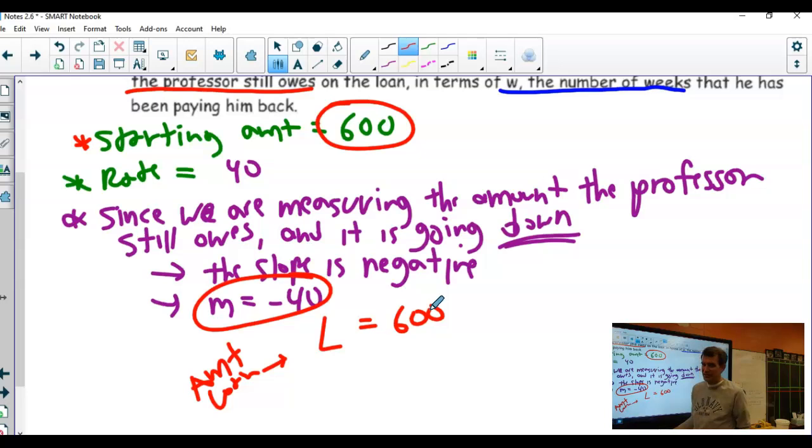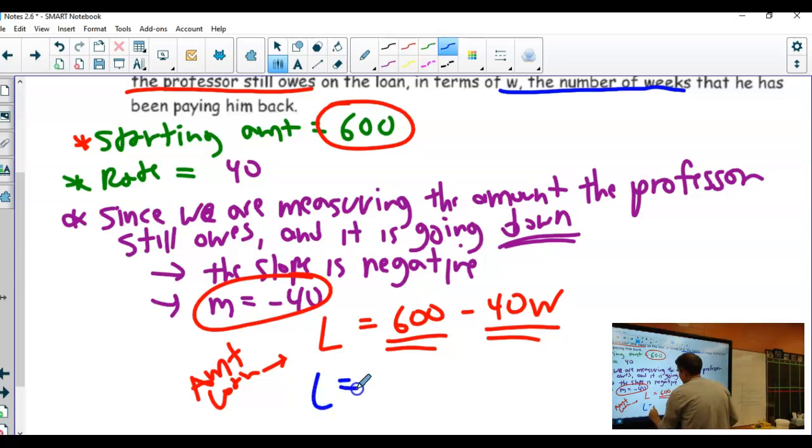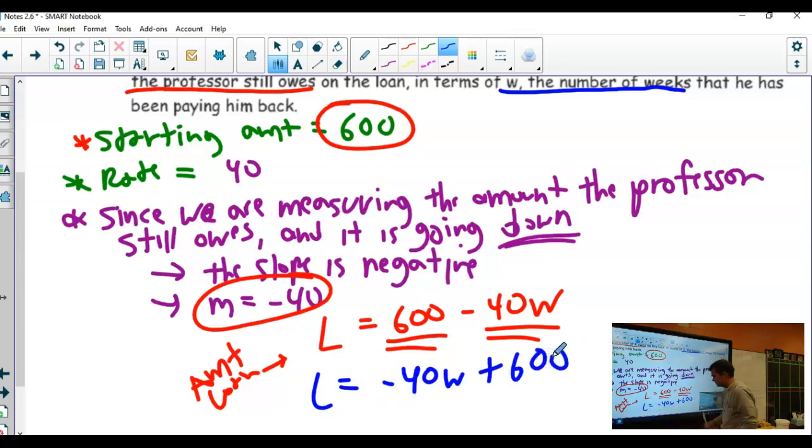And what is happening to the starting amount? It's going down $40 per week. So I have identified the starting amount, I have identified the rate, and I can go right to the equation. There is really nothing to calculate there, right? If you like writing it better in slope-intercept form, like this, you can. I just kind of think it makes more sense to say the amount of the loan started at $600 and it's minus $40 per week. But either way is certainly correct.